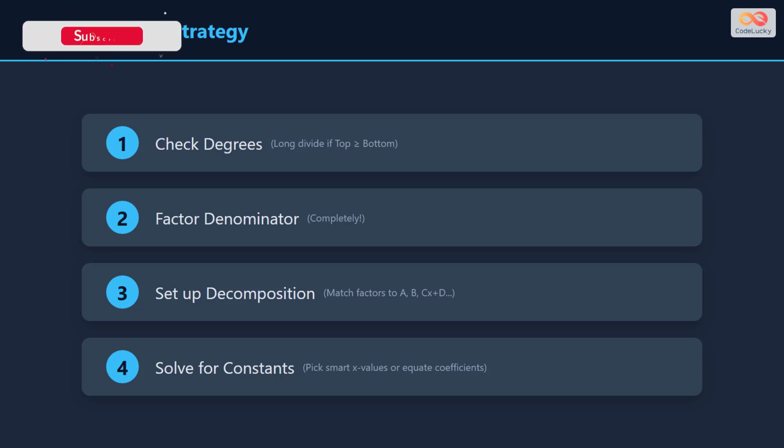Here is your roadmap for partial fractions. First, always check the degrees. If it is improper, divide first. Second, factor the denominator completely. Third, set up the decomposition form based on whether your factors are distinct linear, repeated, or irreducible quadratics. Finally, solve for the constants by choosing convenient x values or equating coefficients. Follow these steps, and you can break down any rational function.